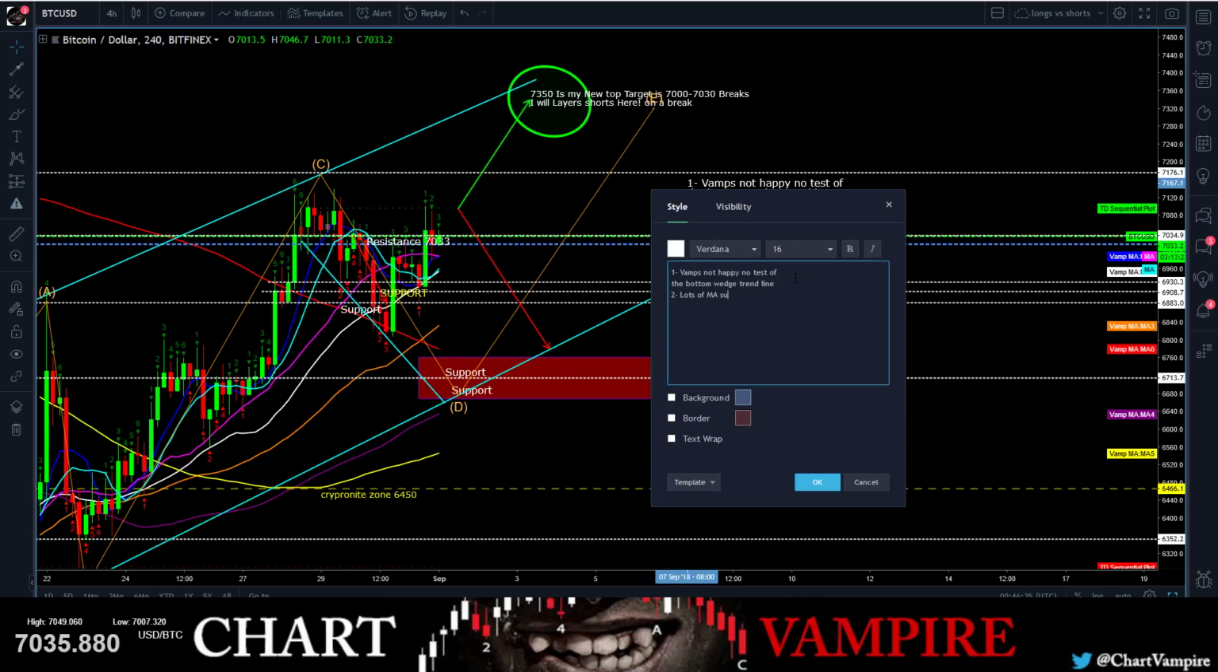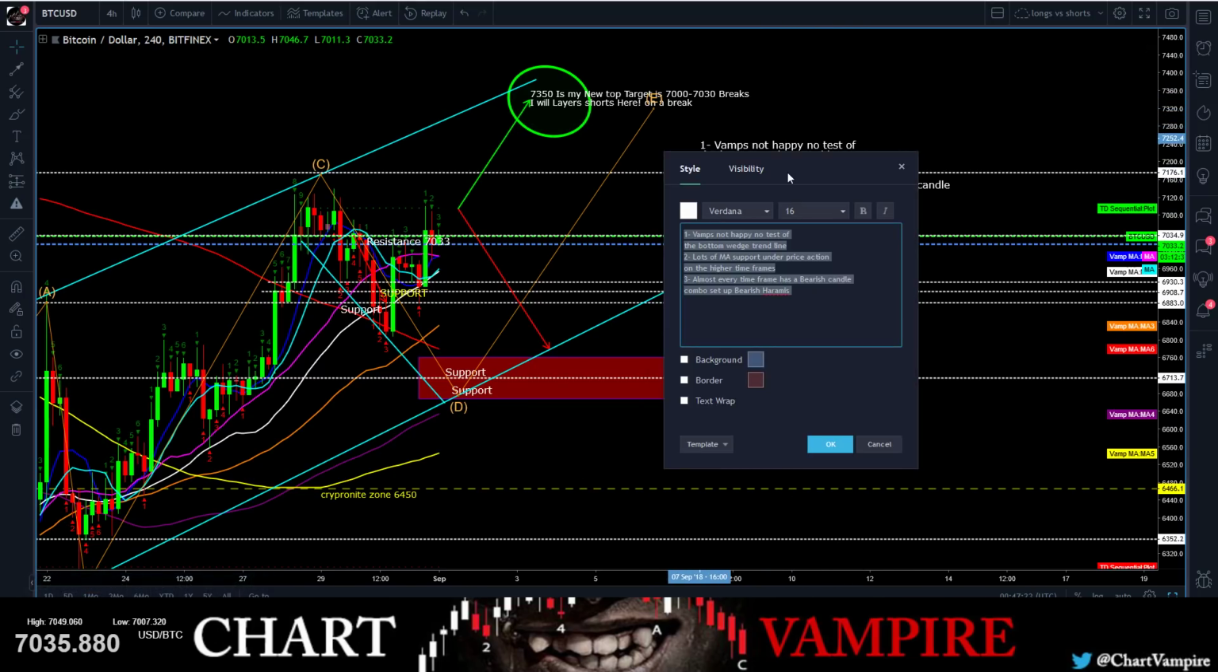And I'm also going to put 2, lots of MA support under price action on the higher time frames. All right, then we're going to 3, bearish combo setup, and they're mostly bearish Ramis. Okay, so this is kind of what I see right here.